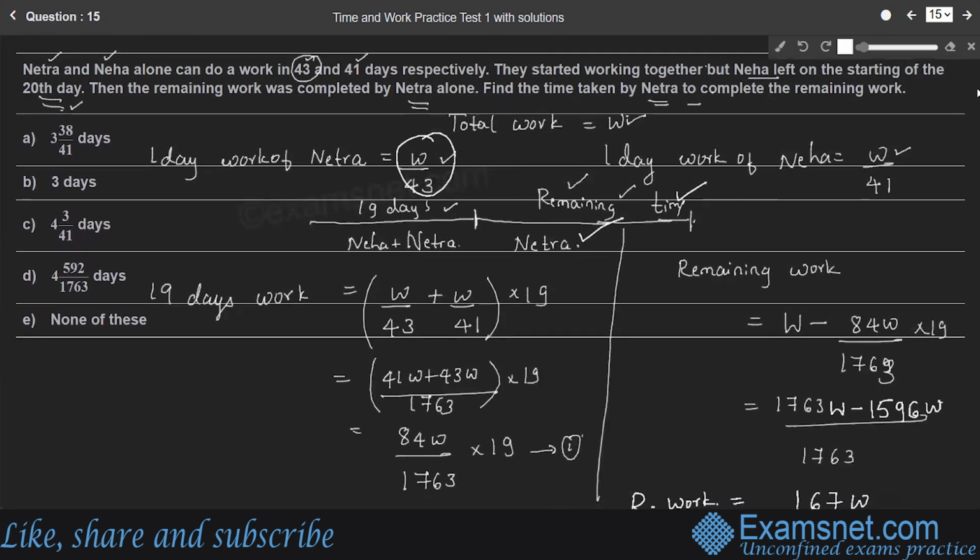167 by 41, still you can simplify, right? 41 into 4 is 164 and 3 is the remainder. So 4 integer 3 by 41 days. So Netra takes 4 integer 3 by 41 days. Option C is the right answer. To complete the remaining work, she takes 4 integer 3 by 41 days.